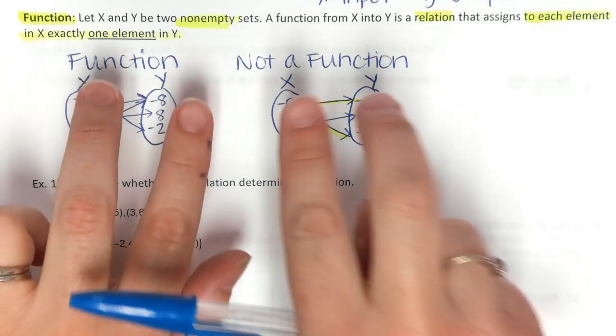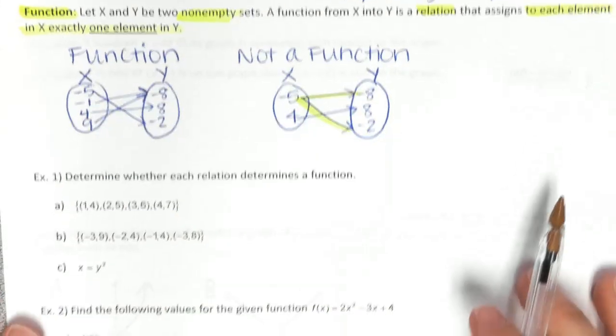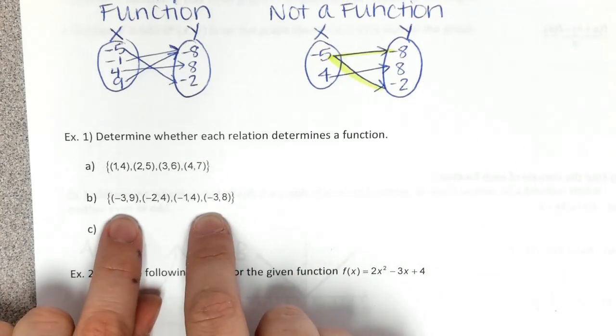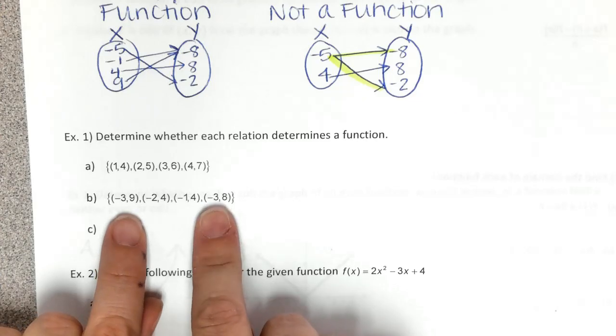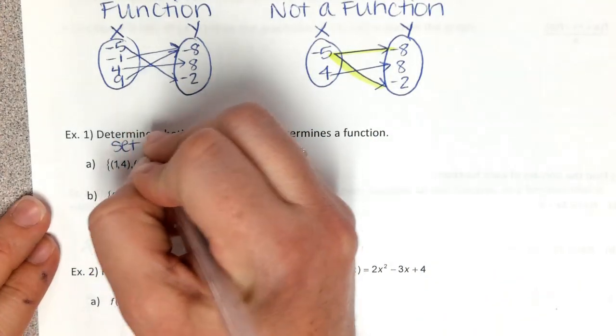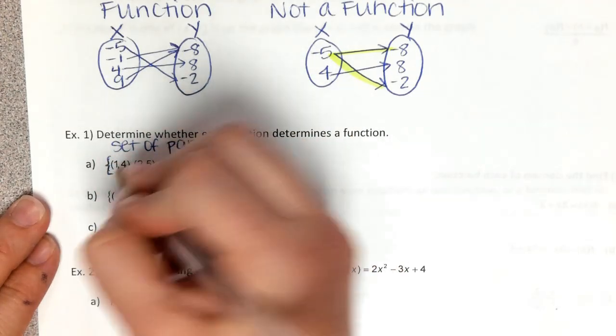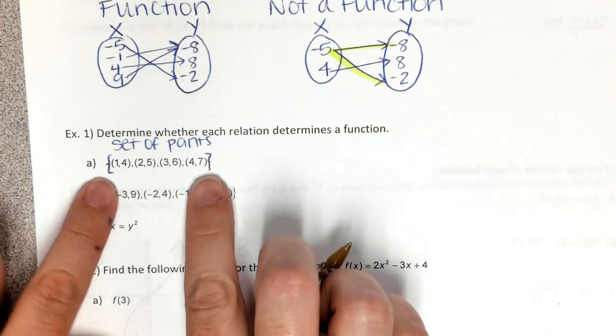Okay, so mapping is one way that we can represent a function. Another way that we can represent a function is a set of points, right? A set of points. Let's write that down. Set of points. To throw the ball, can anyone tell me what these symbols are called?